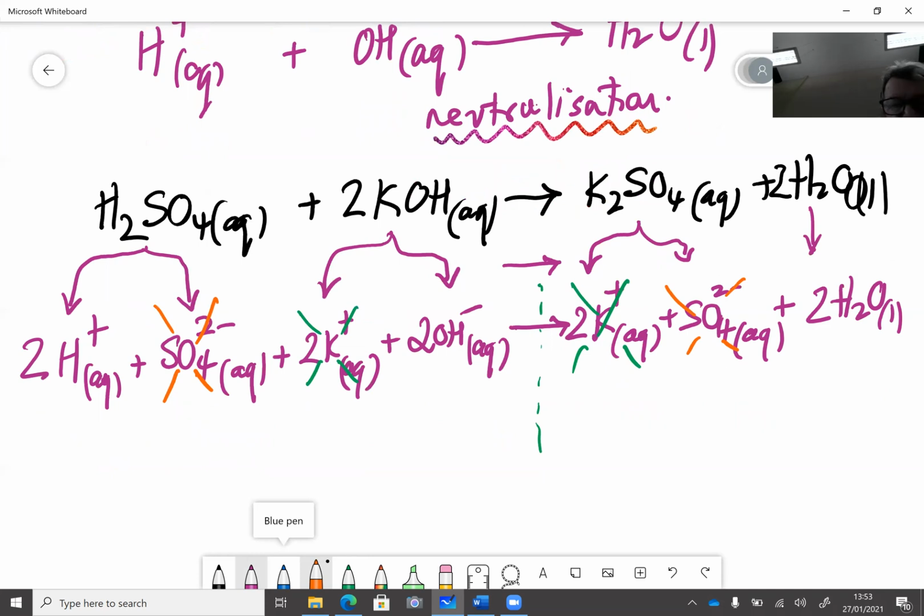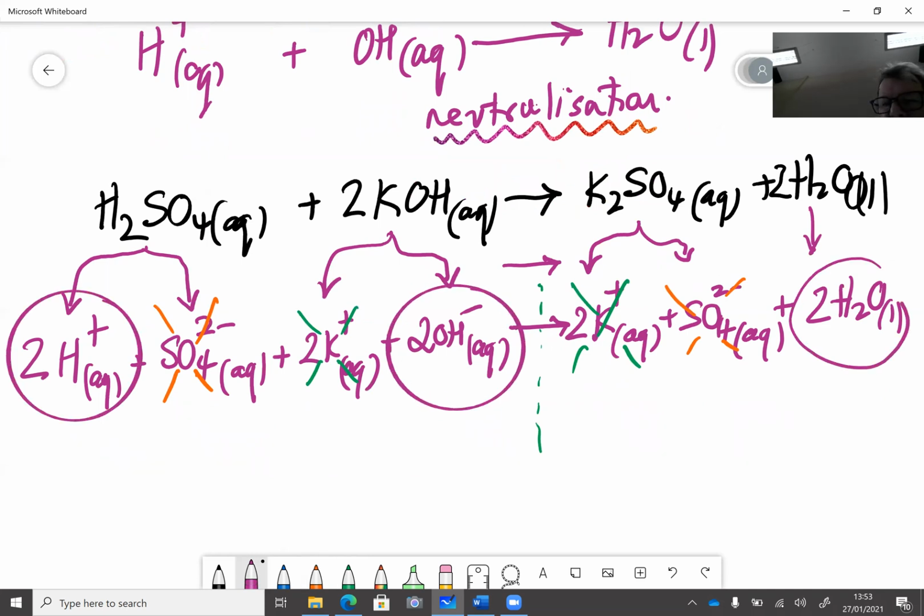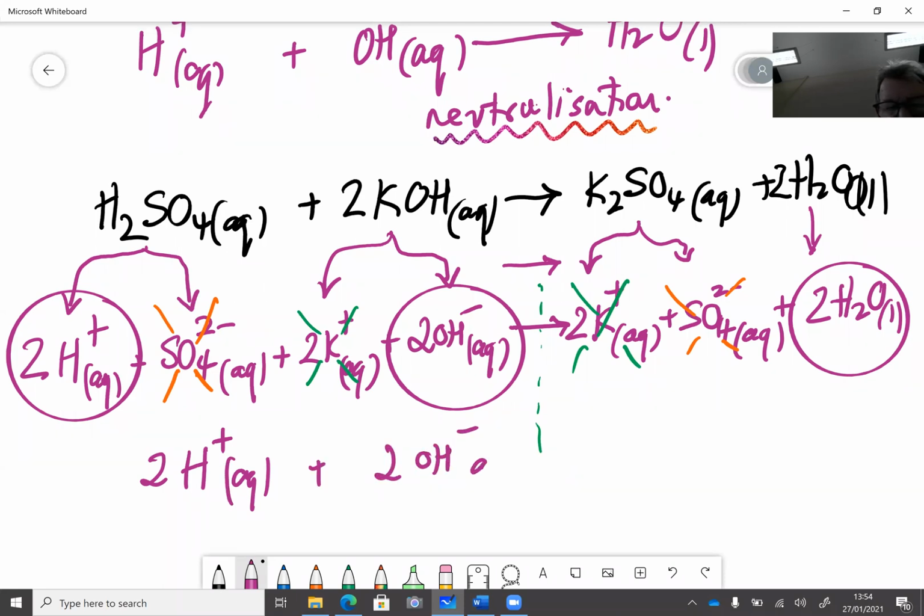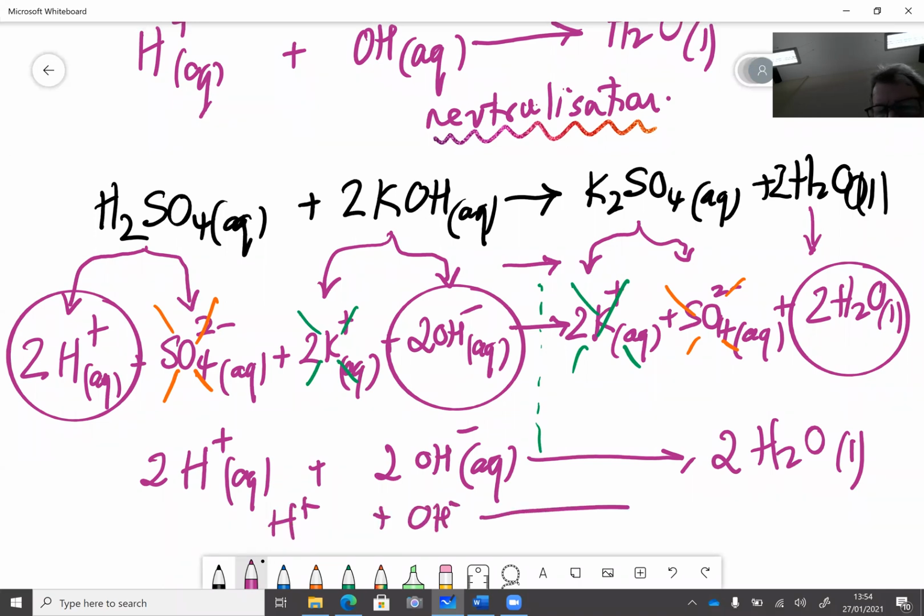So there's that, and that, and that, which means the equation is 2H plus AQ plus 2OH minus AQ goes to 2H2O liquid. We could divide this by 2. We could make it H plus plus OH minus goes to H2O. That would be fine too. But there's nothing wrong with this one. This one is okay.